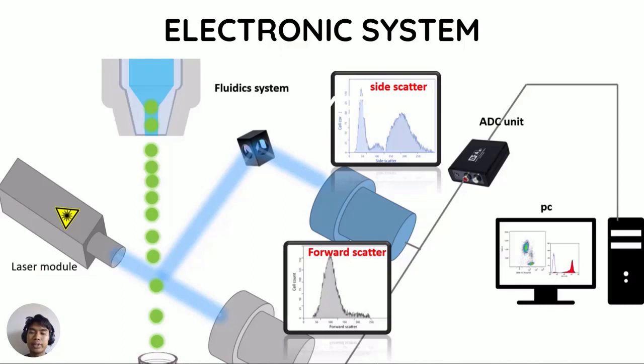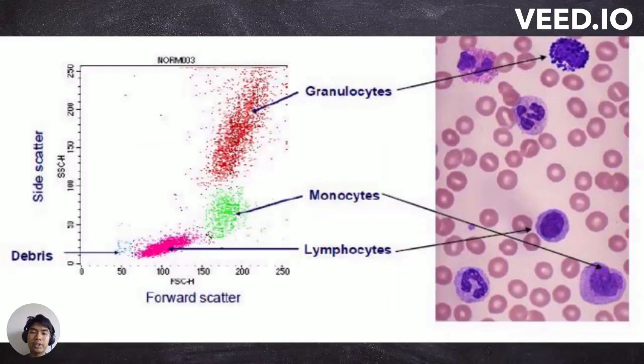The last part is the electronic system, where the detector converts the fluorescent signal into a digital trackable data point. This data point then creates images that can be analyzed to measure the different cells apparent in the heterogeneous fluid. And this is an example of a result that is produced by a cytometer. It combines the two scatter methods, the side and forward, to differentiate between the two types of white blood cell.